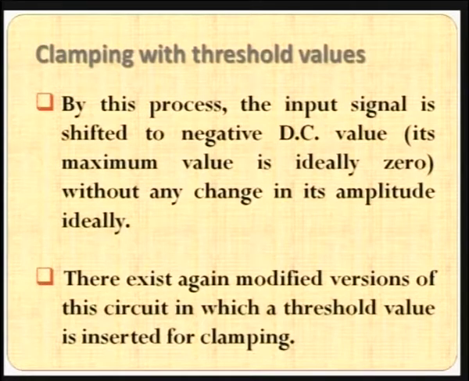By this process, the input signal is shifted to a negative DC value. Its maximum value is ideally 0 without any change in its amplitude. There exists again a modified version of this circuit in which a threshold value is inserted for clamping.